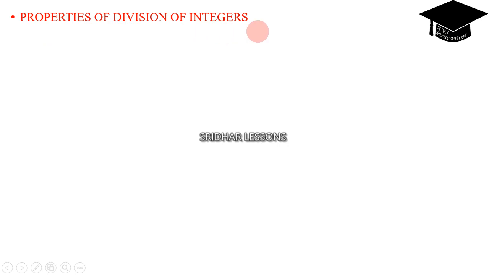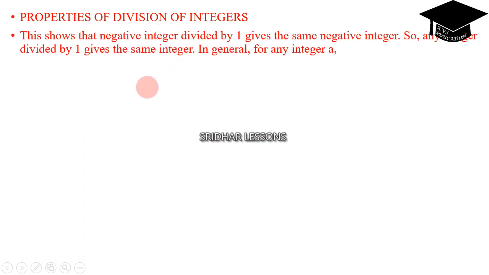Properties of division of integers. Any integer divided by 1 gives the same integer. That means a divided by 1 is equal to a.